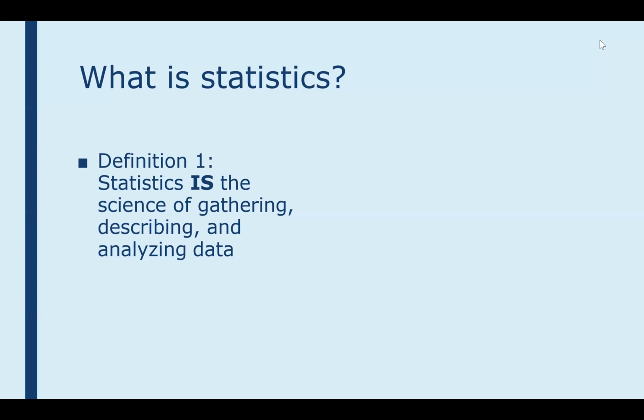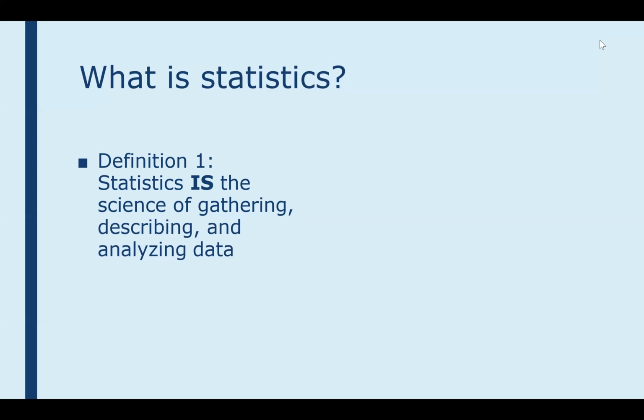We say statistics is the science of gathering, describing, and analyzing data. It's the whole process from beginning to end of how we go about gathering, describing, and analyzing the data to help us make a decision. Again, it's like the big umbrella. Even though it's plural, statistics is considered a unit or a group.